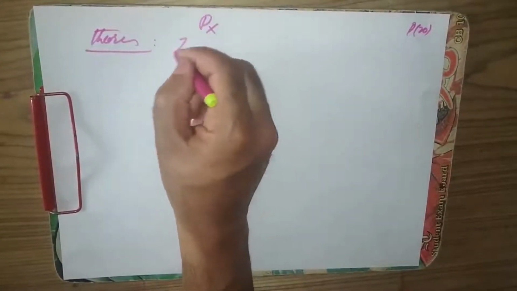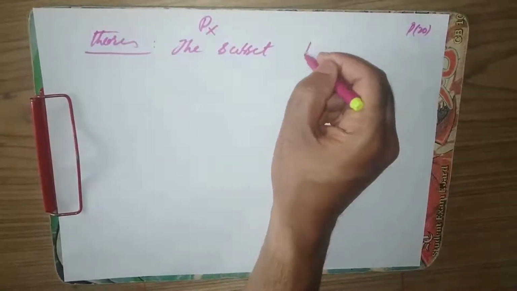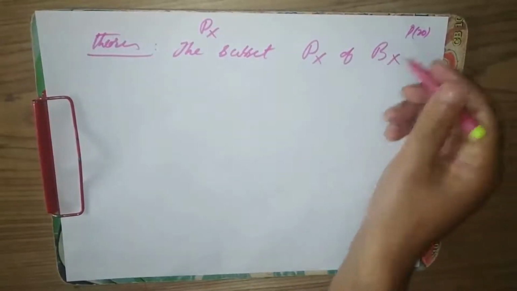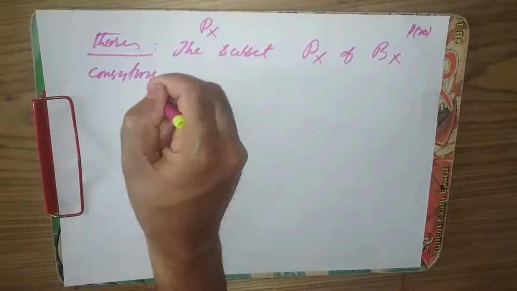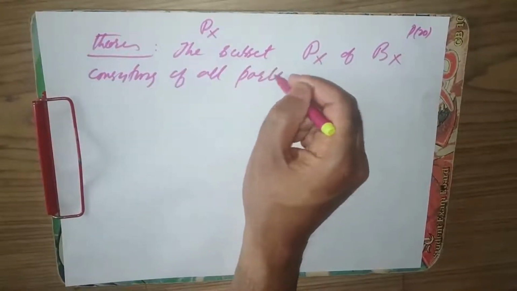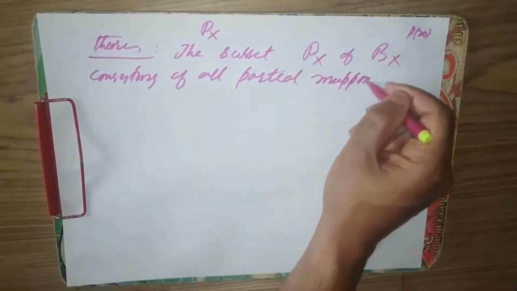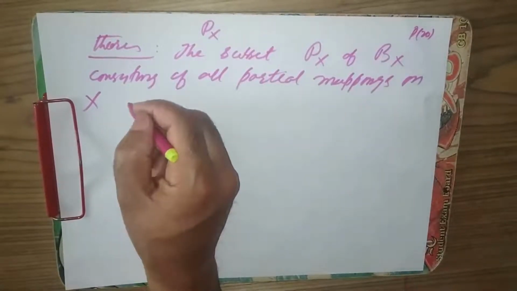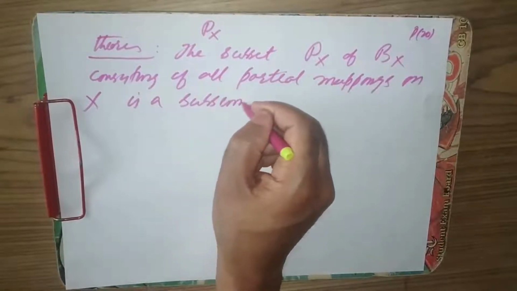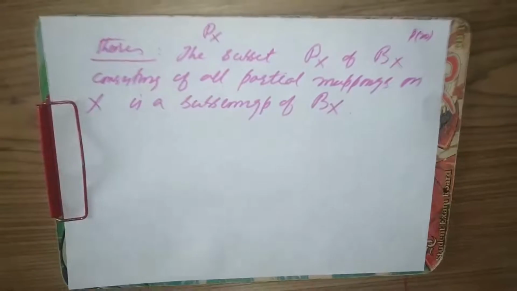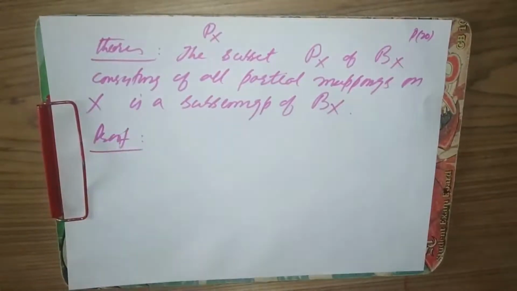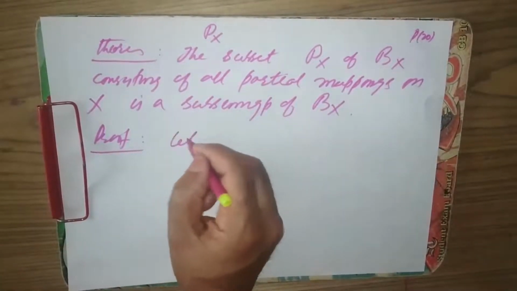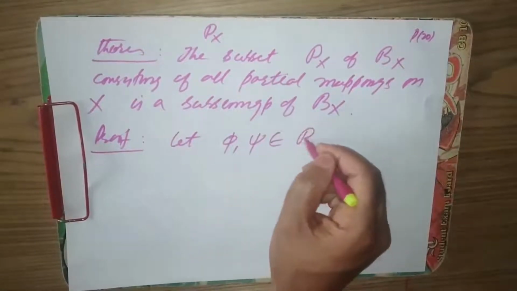Actually, the subset PX of BX consisting of all partial mappings on X is a subsemigroup of BX. So we can say the set of partial mappings is a semigroup actually. It's a subsemigroup of BX. We just need to prove closure under composition. Let phi and psi belong to PX.